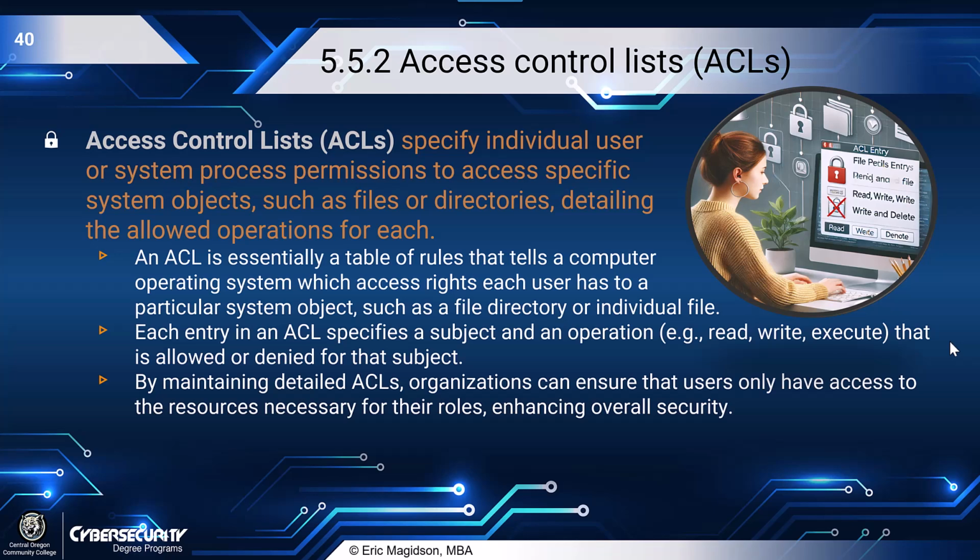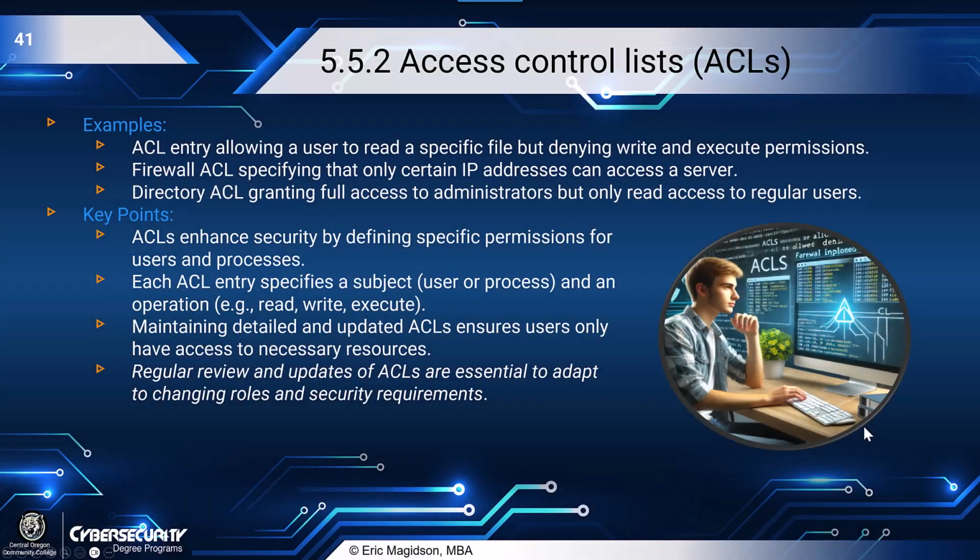An ACL is essentially a table of rules, right, that tells the computer operating system which access rights each user has to a particular system object, such as a file, a directory, whatever the case may be. Can they read, write, execute? That's a great simplified example. So, just go to your Linux machine, right, and run the simple ls -l command, right? Within a directory, you're going to get all the files. You're going to be able to see what those access control lists are as it pertains to that file for, of course, whoever you're logged in and authenticated as, okay?